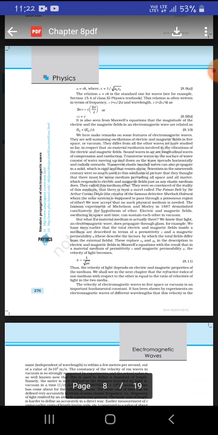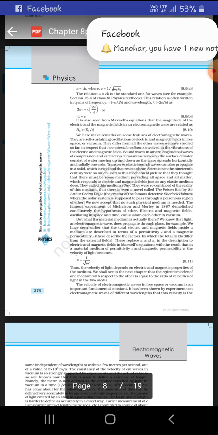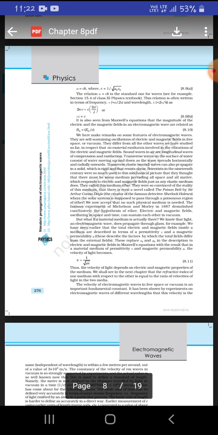We should remark on some features of electromagnetic waves. They are self-sustaining oscillations of electric and magnetic fields in free space or vacuum. They differ from all other waves we have studied in lower classes.